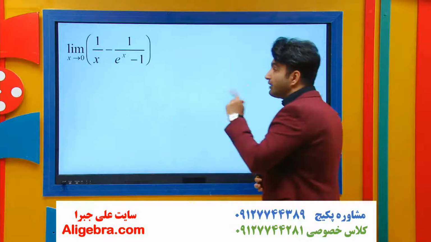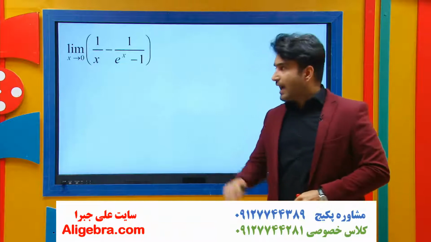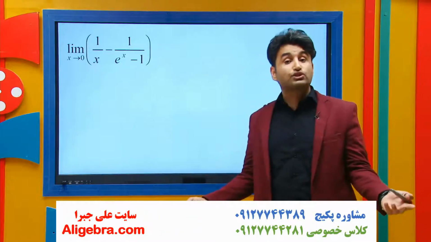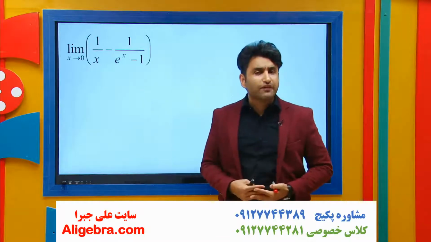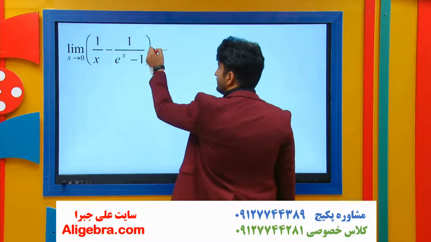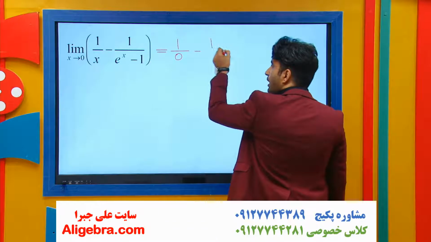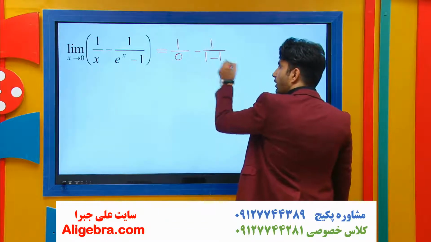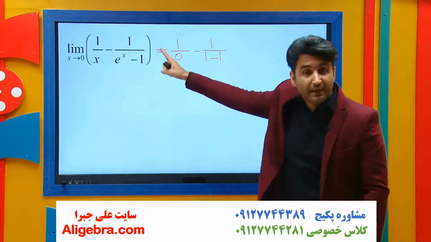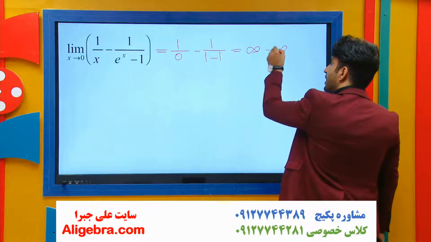Evaluate the limit of 1 over x minus 1 over e to the x minus 1 as x approaches 0. Begin with direct substitution to realize what kind of indeterminate form we have here. So if I replace x with 0, I have 1 over 0 minus 1 over 1 minus 1. 1 over 0 in the kingdom of limits equals infinity. So I have infinity minus infinity.